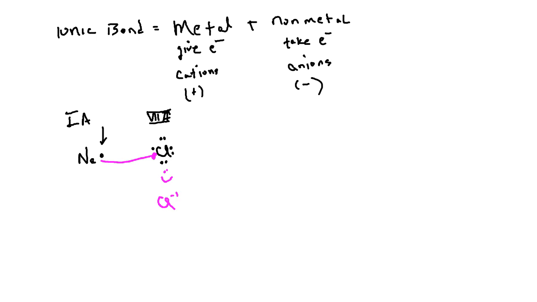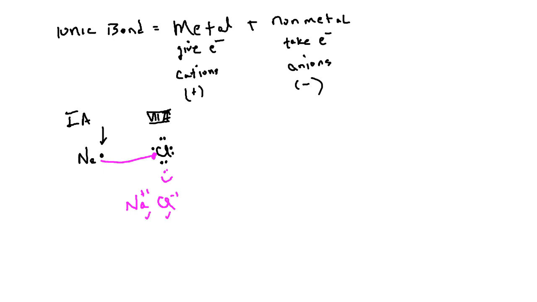Sodium's happy because its outer shell now is full. It got rid of that 1 electron in the top shell. So sodium, when it gives away an electron, is a +1. So you see we have +1, -1. Give 1 electron, take 1 electron.